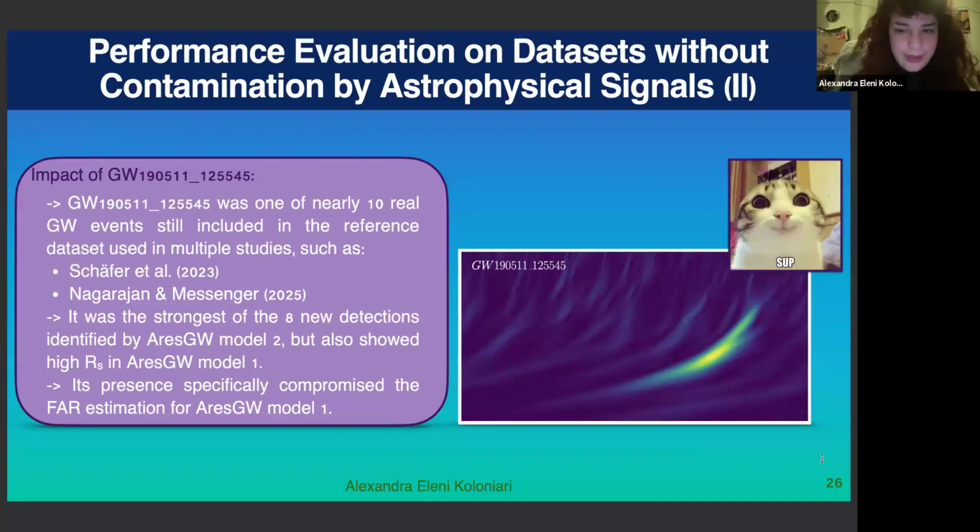And I need to remind you that, because that is the same background file I used for the challenge, many studies did use that same file that did contain those real events. There was also one of the events that was detected by ResGW model 2, and we will discuss those 8 new detections later on. But the thing is that ResGW model 1 also did detect that same event with high rank statistics. So specifically, the presence of GW190511 is what compromised the false alarm rate estimation for ResGW model 1. Different pipelines will perform differently on different events.